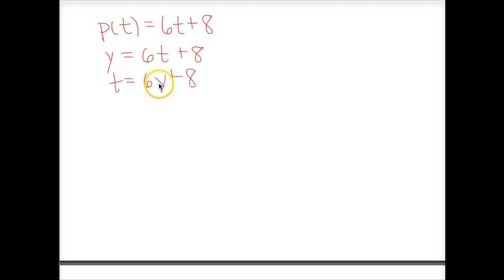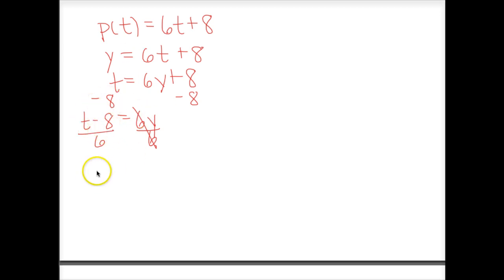Third step is to get y by itself. So subtract 8, t minus 8 equals 6y. Then y is still not alone. I need to divide. So I divide both sides by 6. So now I have y equals t minus 8 over 6.